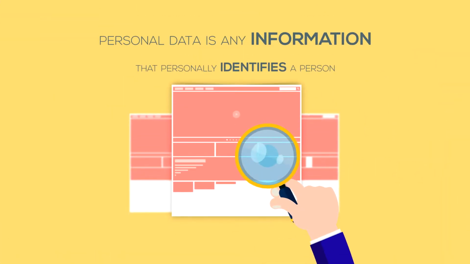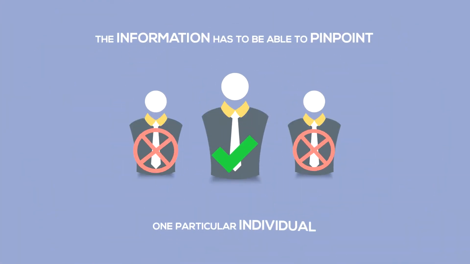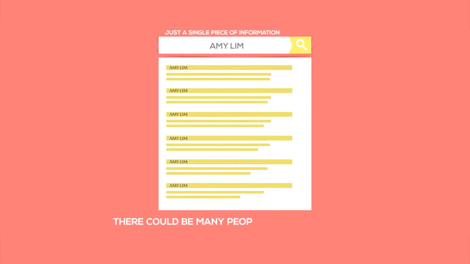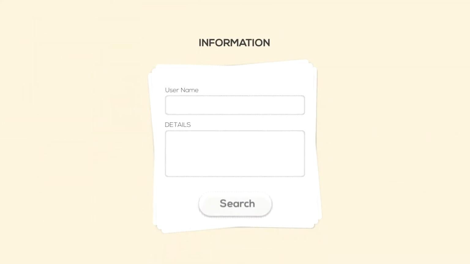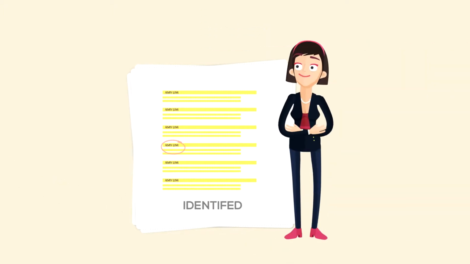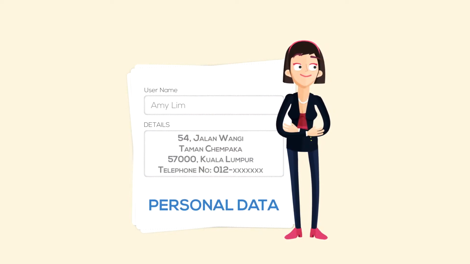In a nutshell, personal data is any information that personally identifies a person. The information has to be able to pinpoint one particular individual. For example, just a single piece of information, such as Amy Lim, may not meet this test because there could be many people named Amy Lim in a particular location. But when that name is taken together with, let's say, her phone number or her home address, then you can identify a specific person based on the information that you have. In this case, the information can then be regarded as personal data.